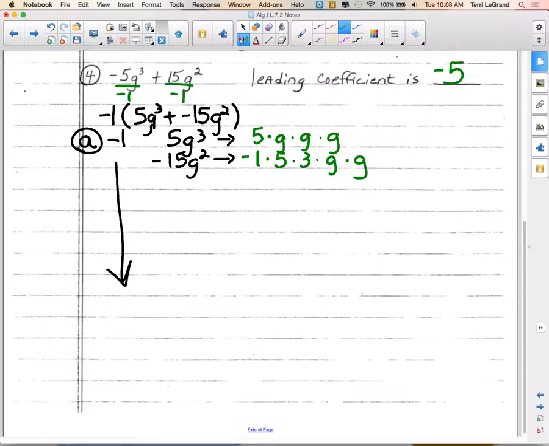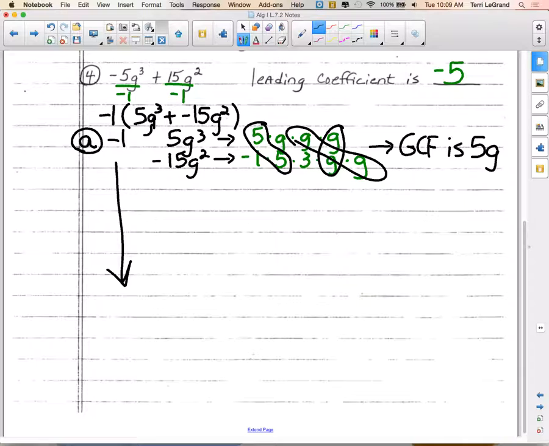What do you think the GCF is? So they have a 5 in common. They have a G in common. Oh, but they have another G in common. Oh, there we go. Sometimes you might miss that, you know. So the GCF is 5g to the second power. It doesn't have to be to the first power of the variable on the GCF.